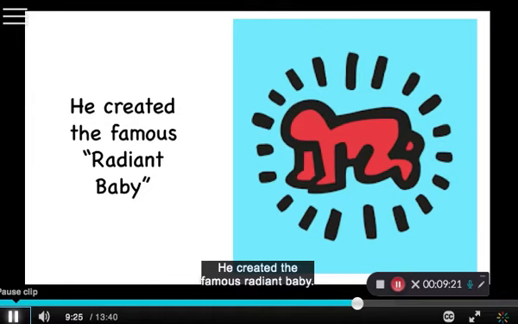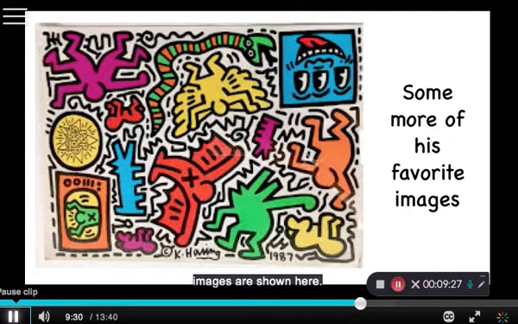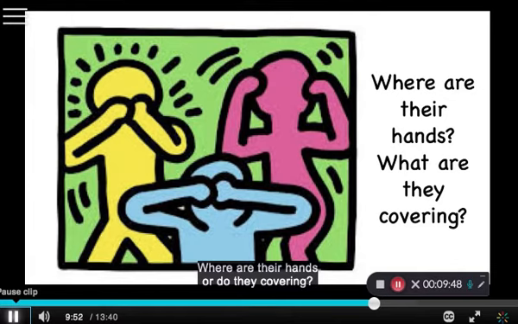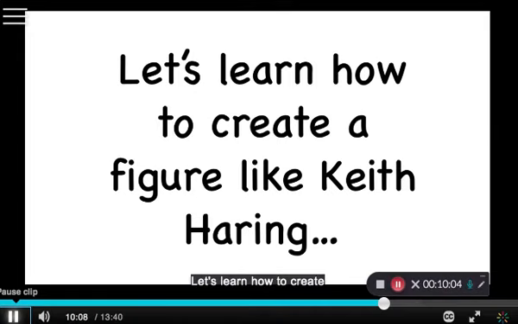Some more of his favorite images are shown here. Here we see that angel and the demon. We see a dog and a baby. We see a three-eyed smile, even though it's upside down. Here's some dogs barking. And this dog's doing what? DJing, right? Where are their hands? What are they covering? Their ears, their mouth, and their eyes. Hear no evil, see no evil, speak no evil. Let's learn how to create a Keith Haring figure for ourselves.